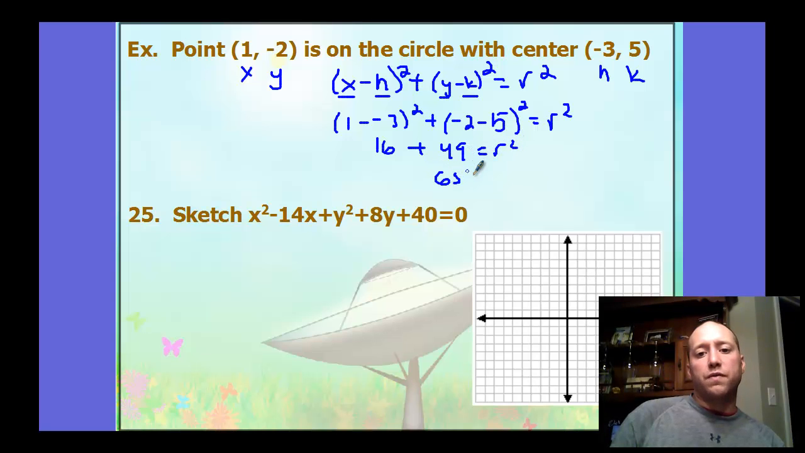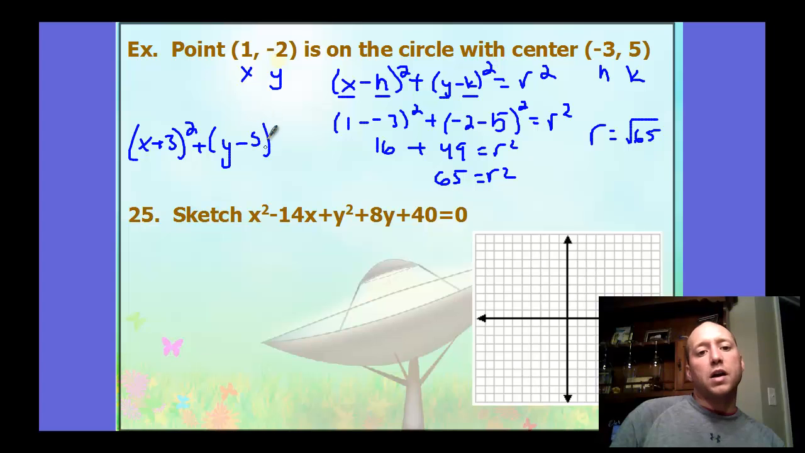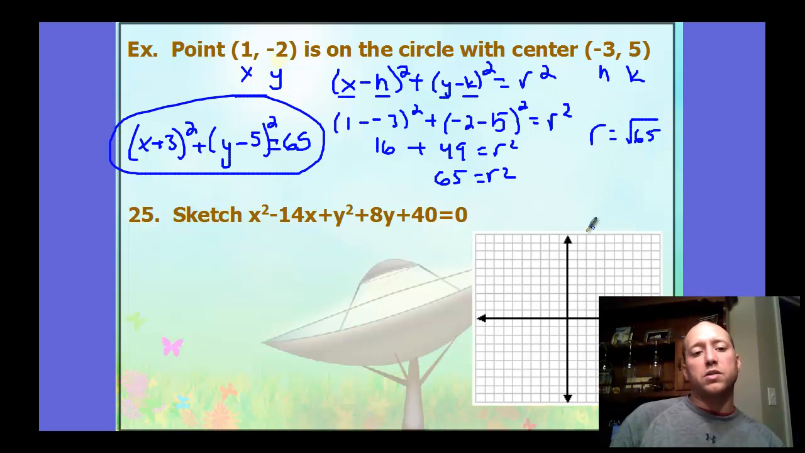So we're at 65 equals r squared. So then our radius is the square root of 65. If we want to do the general equation, it's just going to be (x + 3) squared plus (y - 5) squared equals r squared, which is 65. So that would be the equation of it, knowing that our radius is square root 65.